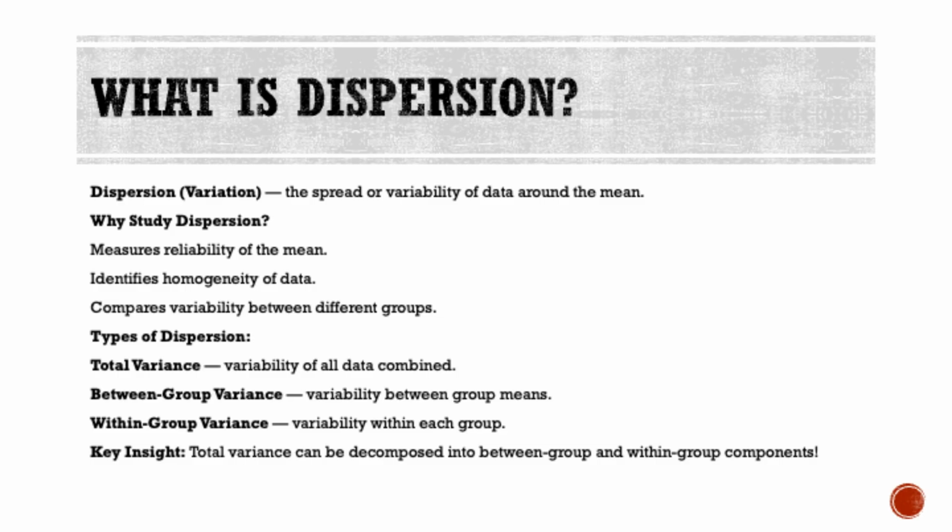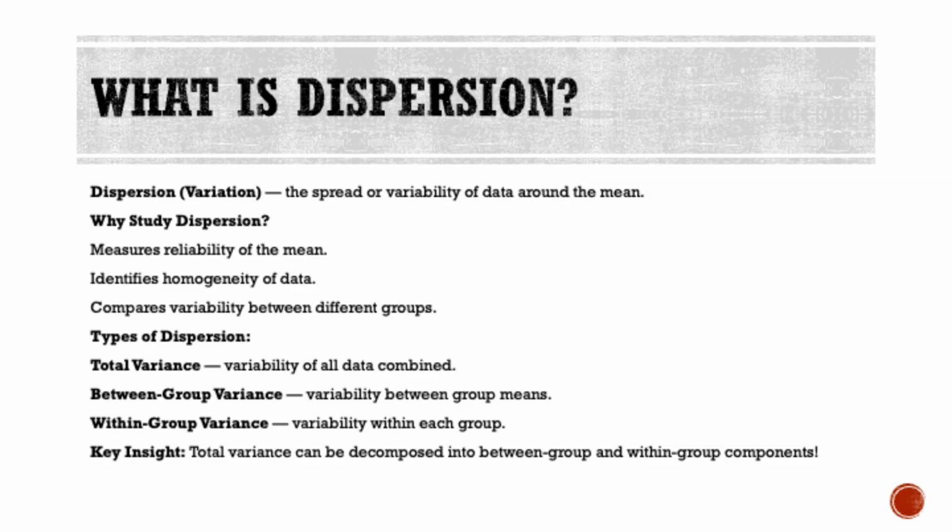Why do we study dispersion? First, it helps us measure the reliability of the mean as a representative value. If the dispersion is small, the mean is a good summary. Second, it helps us identify whether the data is homogeneous or heterogeneous. Third, it allows us to compare variability between different groups.